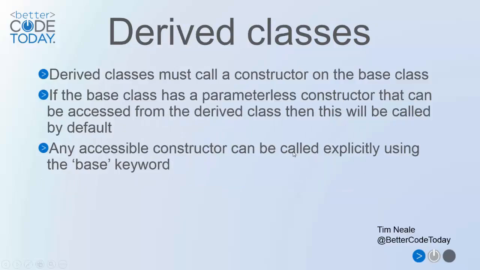When you have a class that derives from a base class, to instantiate the derived class, you must also instantiate the base class, which means calling a constructor on that base class. If the base class has a parameterless constructor that is accessible from the derived class, then the framework will call this by default if you don't explicitly call a different constructor. But you can also call any accessible constructor of your choice explicitly using the base keyword. If the class doesn't have any parameterless constructors that are accessible from your derived class, then you must explicitly call a constructor and pass in the required parameters.